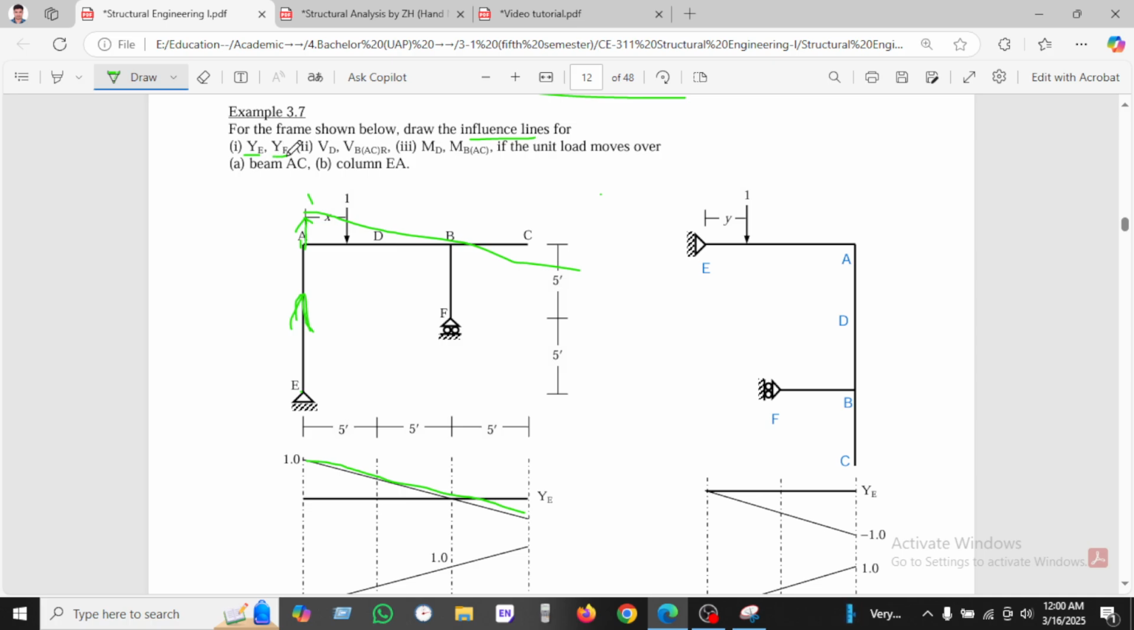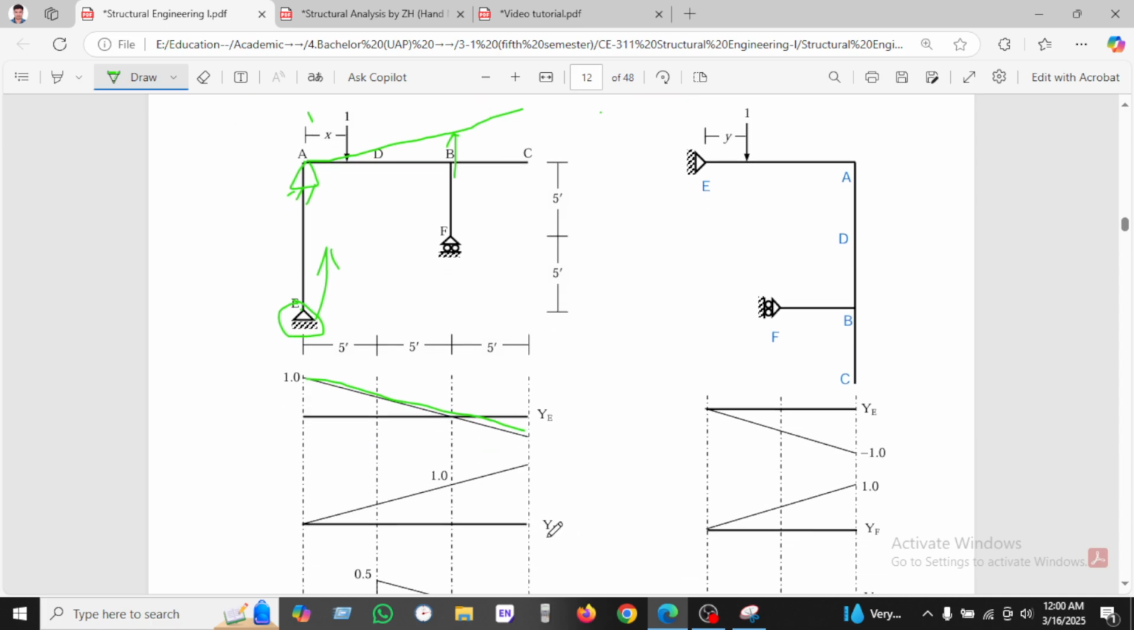So now we will see YF, and I'm taking another one here. So I'm taking this upward. We see here the support. The support will act like this, as we are considering this is the frame. So if we push this upward, then what will happen? As this is the support, it will act like this.